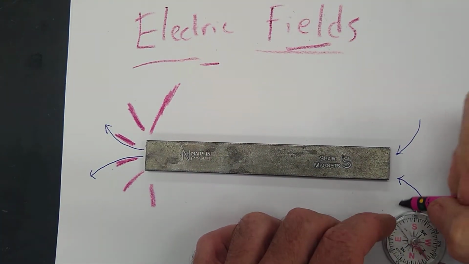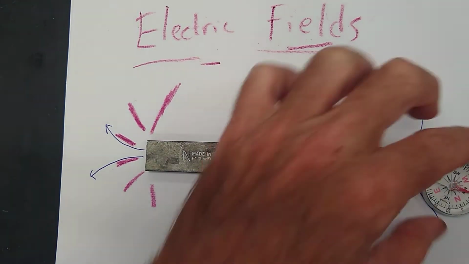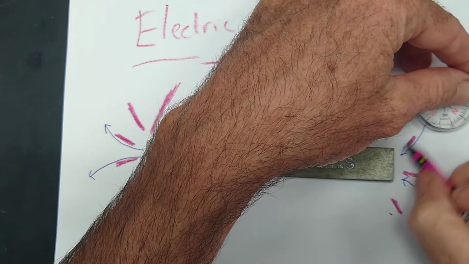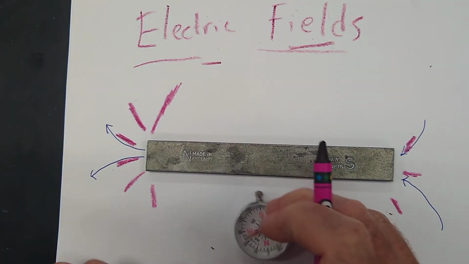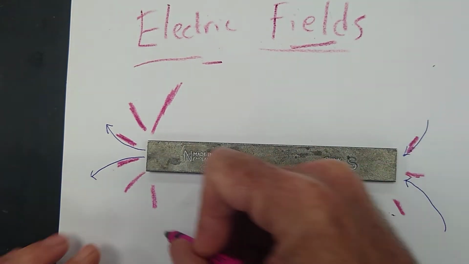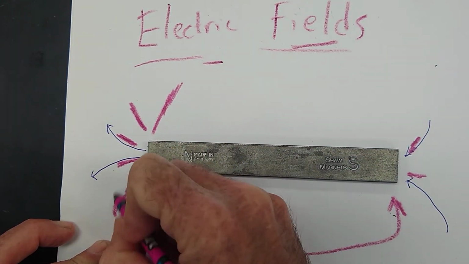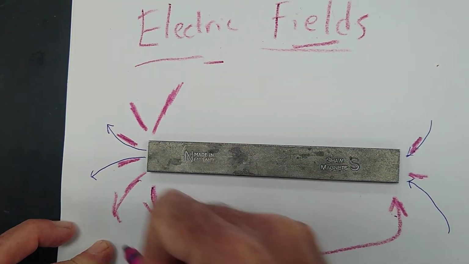And we could go over here and we could connect some lines like this. And check out the compass when it's down here. It's sideways, isn't it? So if you connect all this, you see that, boom, this is what the magnetic field looks like.